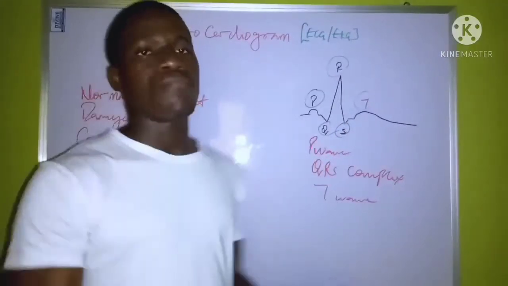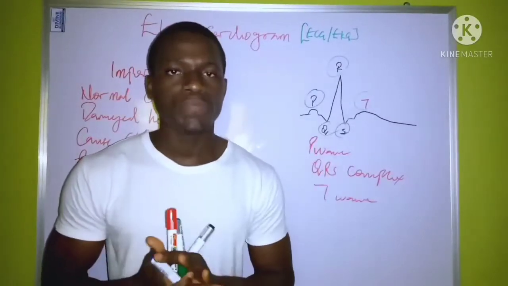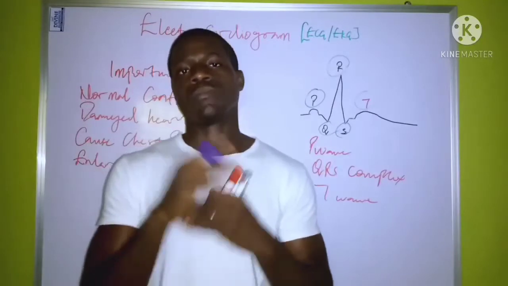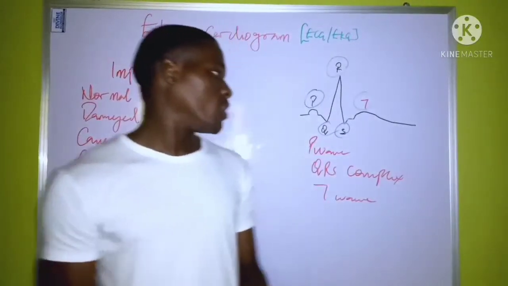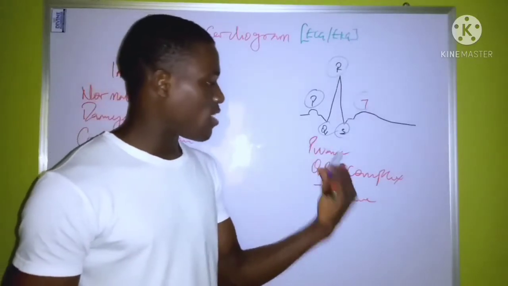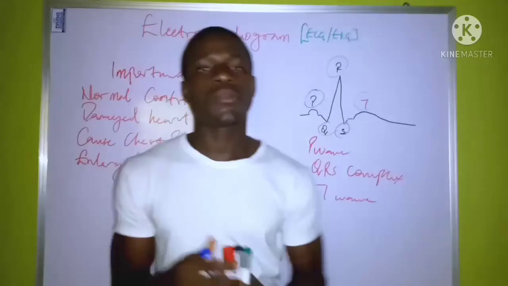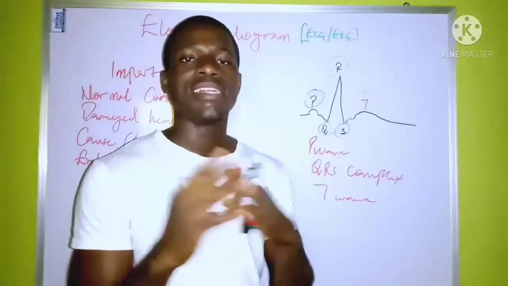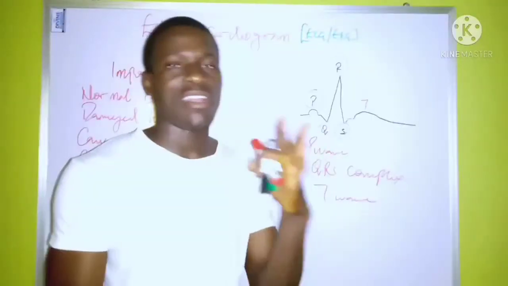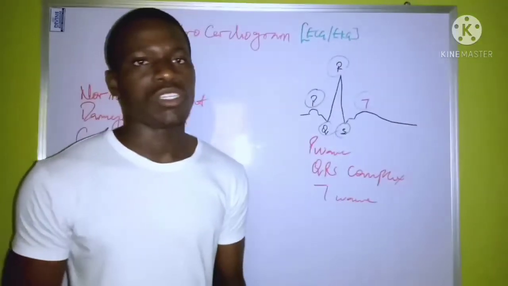Talking about the P wave now, what does the P wave represent? Atrial contraction. That is, it is due to impulse generated from the SA node, but the P wave represents atrial contraction. The QRS complex represents what? Ventricular contraction, while the T wave represents relaxation of the cardiac muscles. So these are what the three waves of the ECG represent.